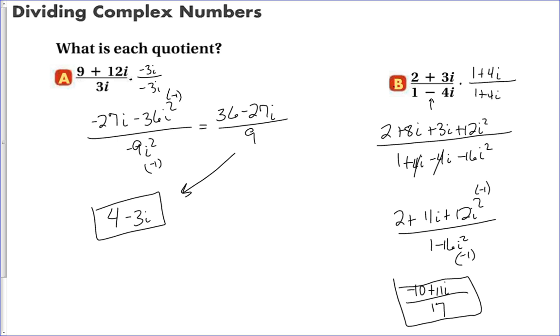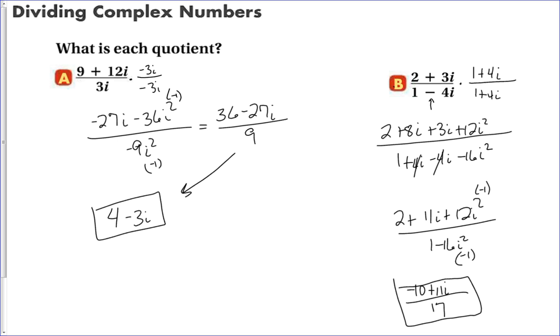All right, so when you divide complex numbers, you have to get the complex conjugate of the denominator and then multiply that by both the numerator and the denominator. The reason we do this is because if you notice in our denominator for both of these problems, it gets rid of i's.